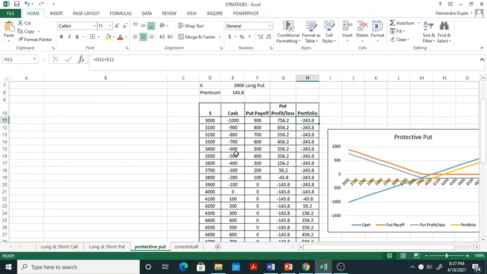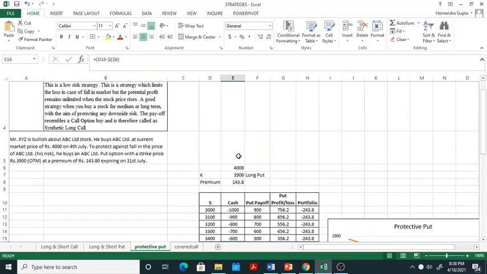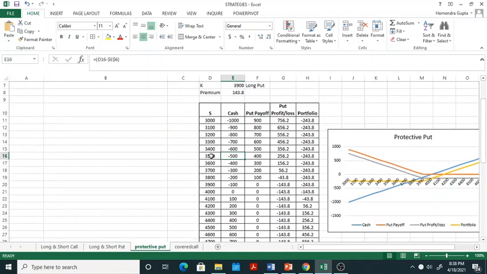Let's take any other situation. Let's say I'm at 3,500. At 3,500, at the cash counter, I'm losing because I purchased the stock at 4,000. Now the stock is at 3,500, so I will lose 500 rupees. But again, I will exercise my put option. From the put option, which was the right to sell at 3,900, selling at 3,500, I will gain 400 rupees. So that's a plus 400 rupees payoff.